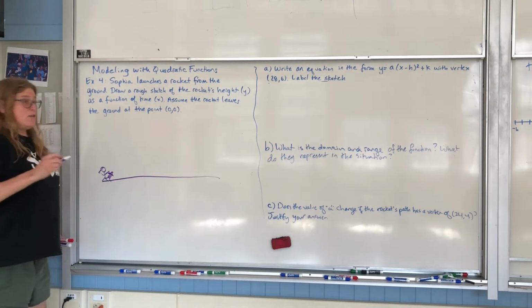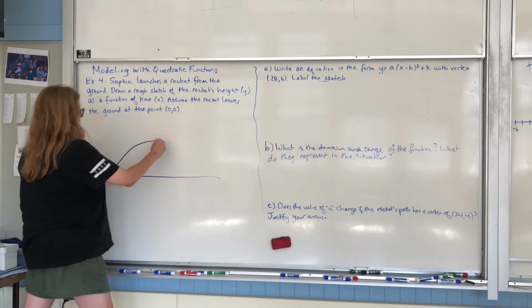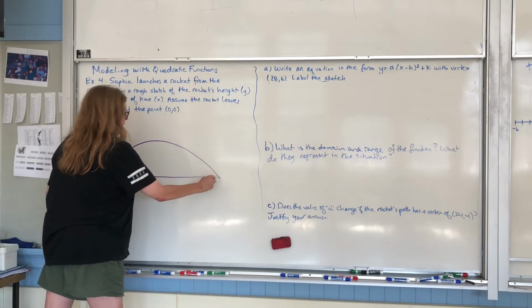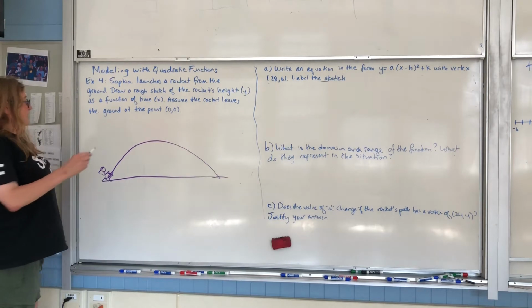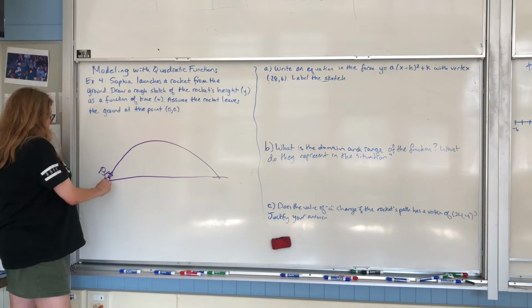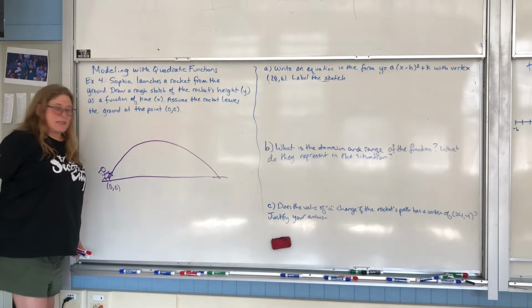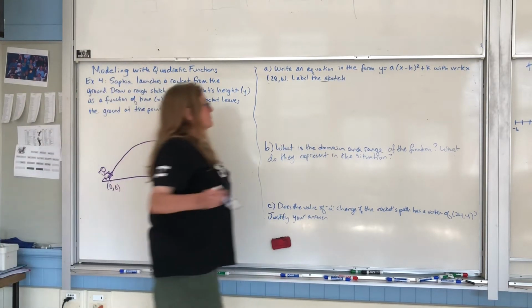So guys, projectile motion here follows the path of a parabola, right? It's going to go like that. So something goes up, and then it comes back down, right? So it's saying here, assume the rocket leaves the ground at the point 0, 0. So right there is 0, 0. Okay, so this is our rough sketch. Let's see what they tell us.